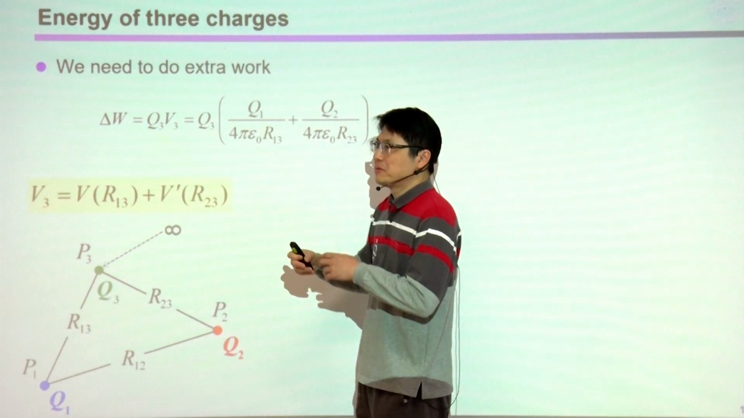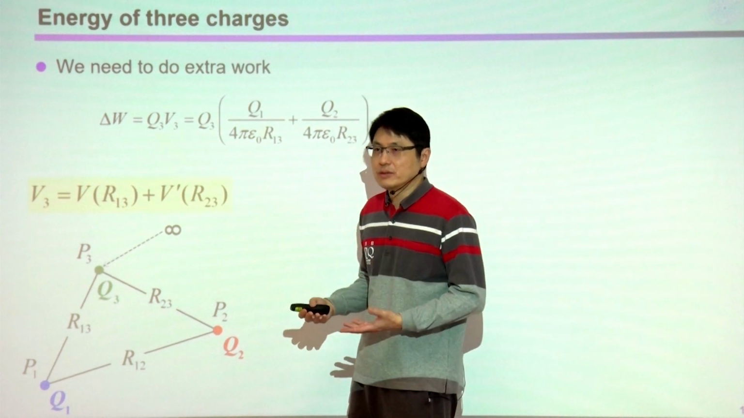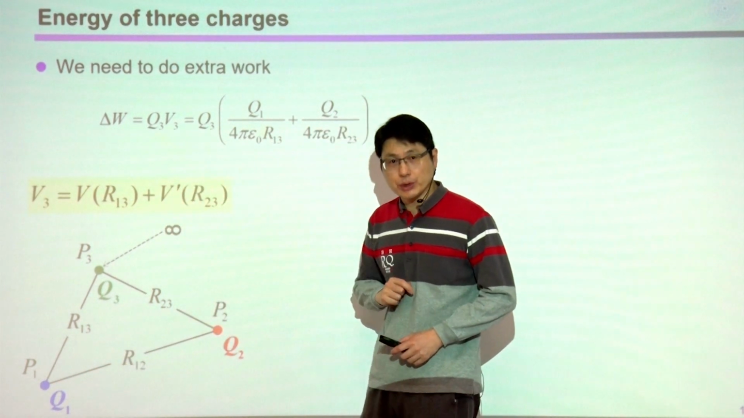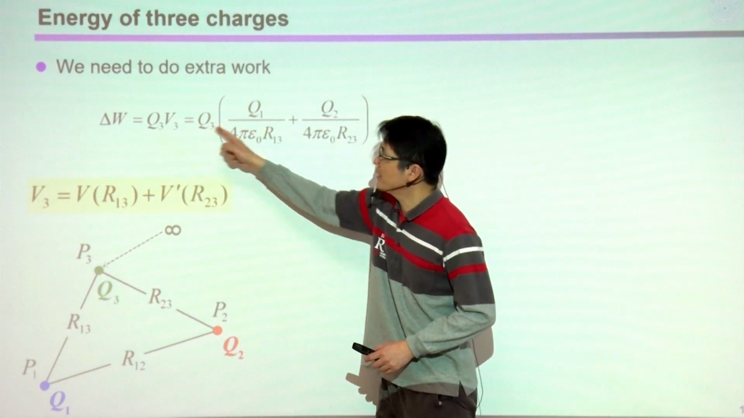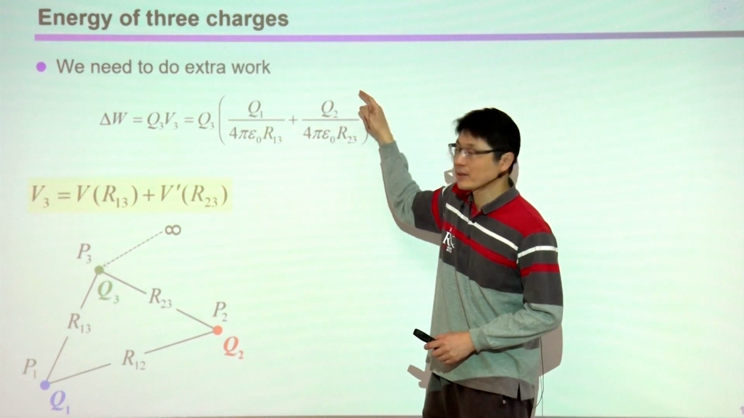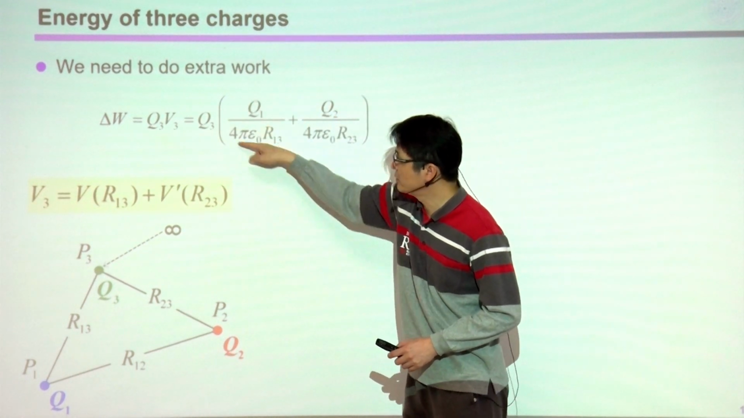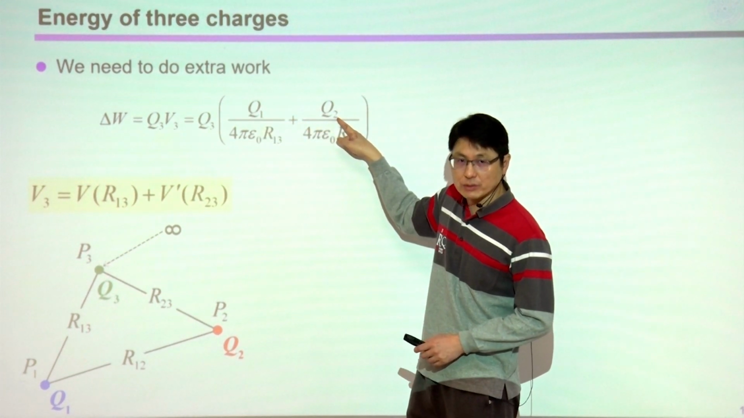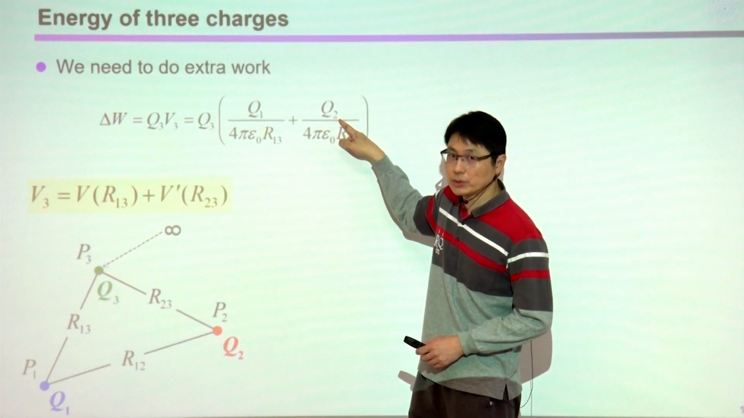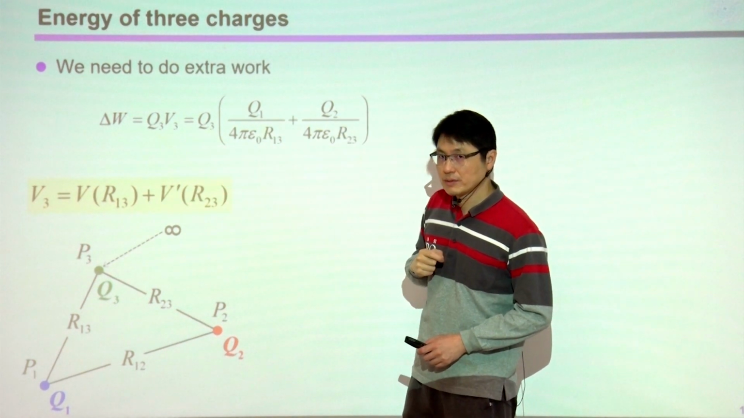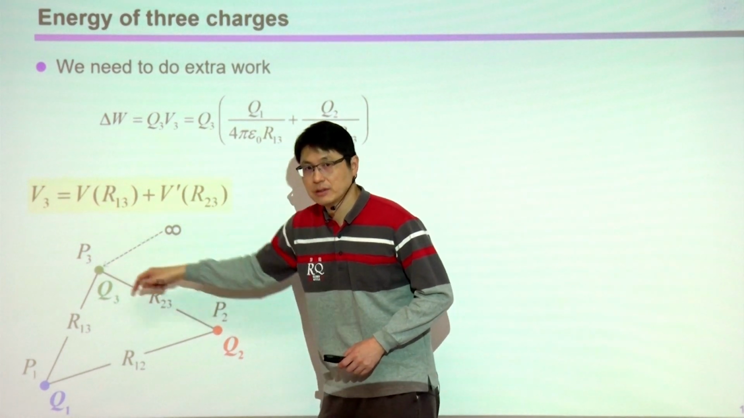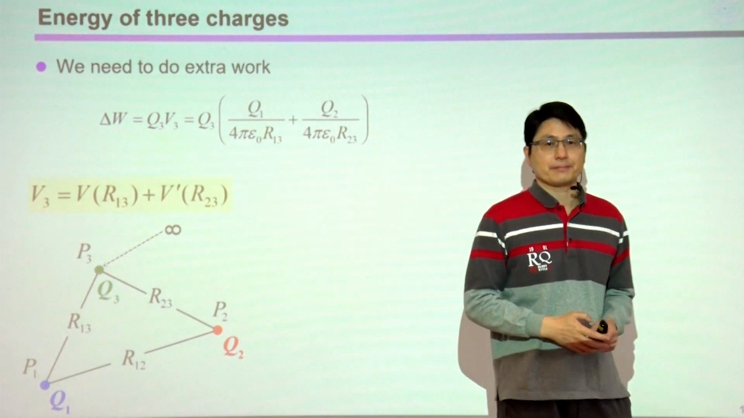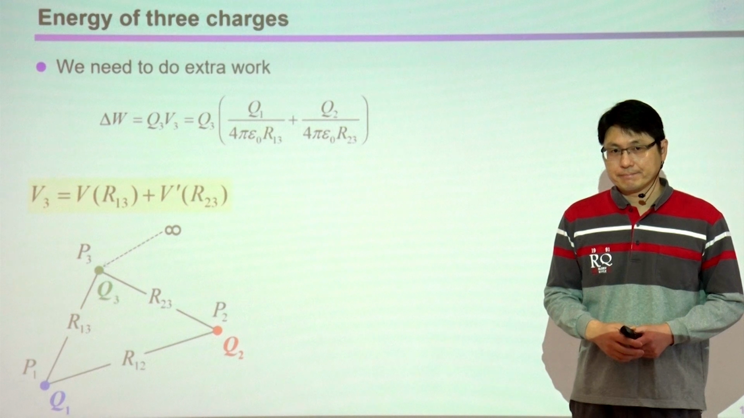V3 is the potential being set up by both charge 1 and charge 2. So V3 actually has 2 contributions, right? This is the electric potential provided by charge 1, and this is the potential generated by charge 2. When you bring this third charge in, it has to work against both fields. Okay?